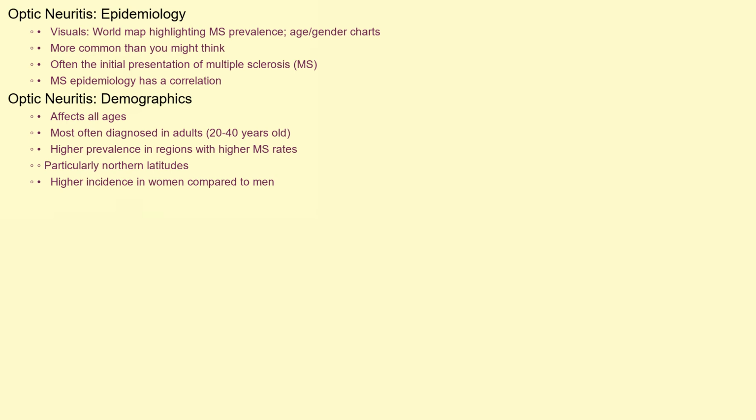Optic neuritis is more common than you might think, especially in certain populations. It affects people of all ages, but it's most often diagnosed in adults between the ages of 20 and 40. It is frequently the initial presentation of multiple sclerosis, so the epidemiology of MS has a correlation. The prevalence is also significantly higher in regions with higher rates of multiple sclerosis, particularly in northern latitudes. There is also a higher incidence in women compared to men.